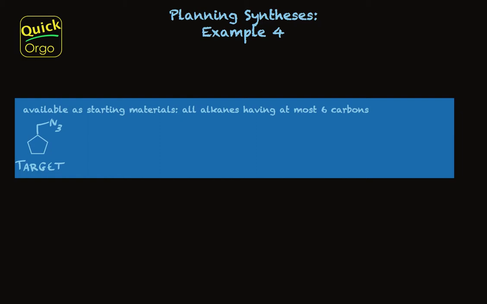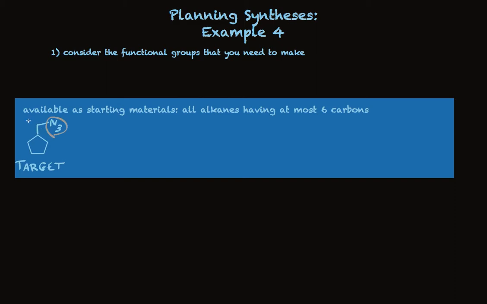Think about the synthesis of this target. Step 1 is to consider the functional groups in the molecule. In this case, there's just one. It's an azide. And it's important to notice that it's attached to a primary carbon. So there's a CH2 there. It's important to notice that, of course, because the only way you know to make azides is using an SN2 reaction, and SN2 reactions work best at primary centers.